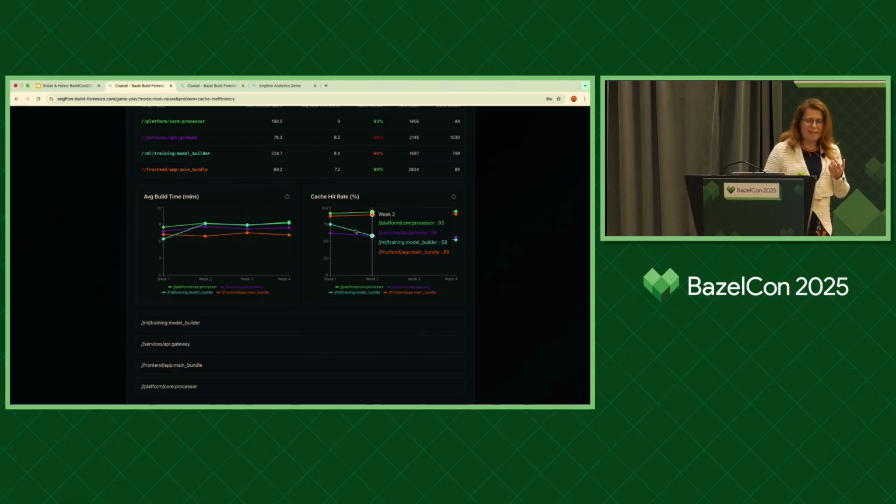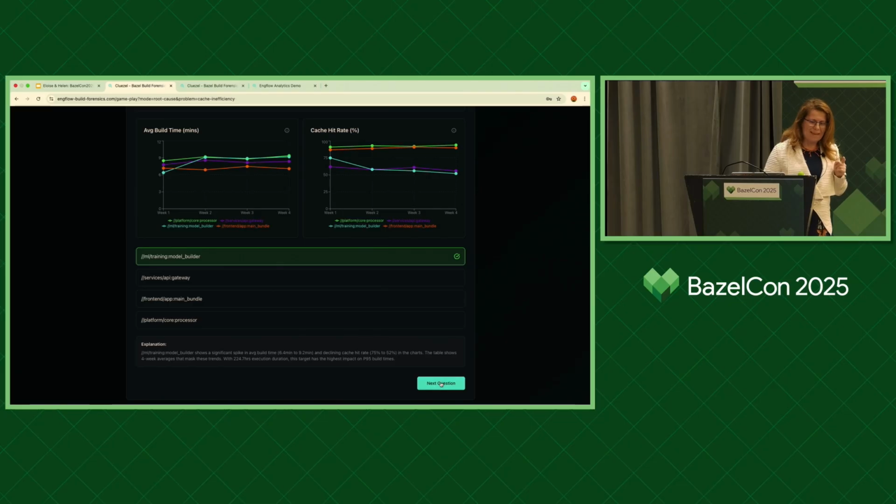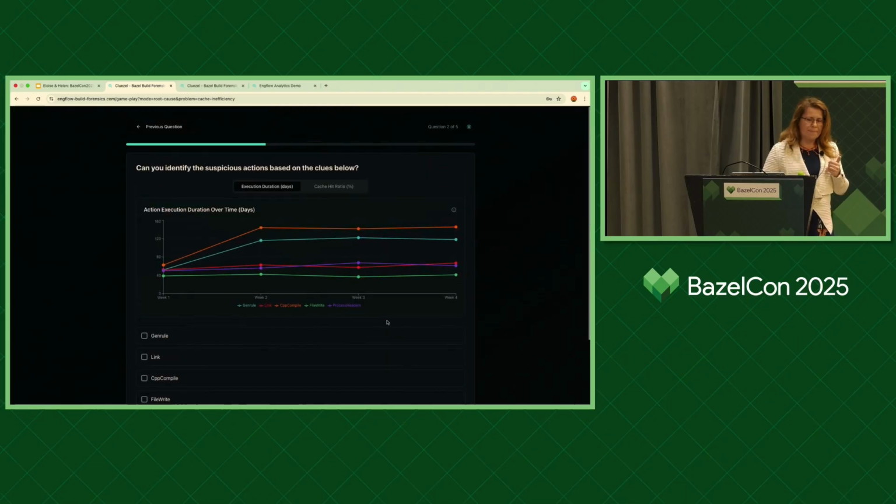Any guesses here, any call outs? Which of these may be the culprit and the first action to look at? I heard somewhere, model builder, I heard that. All right, let's do this. And in fact, that is the model builder, and it is also a subtle one, because build time is decreasing, but cache hits are reducing more sharply than others.